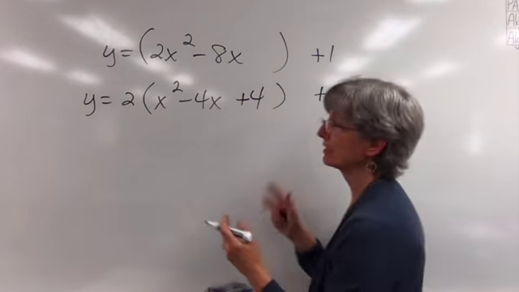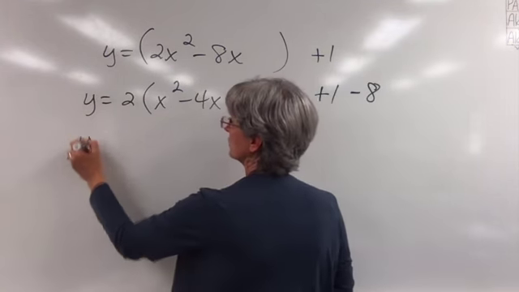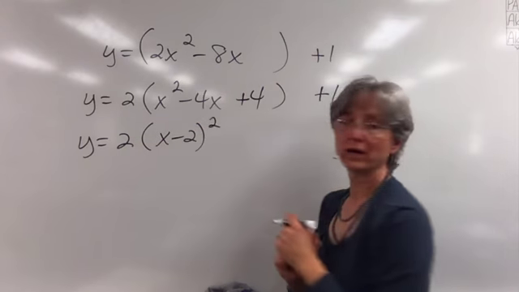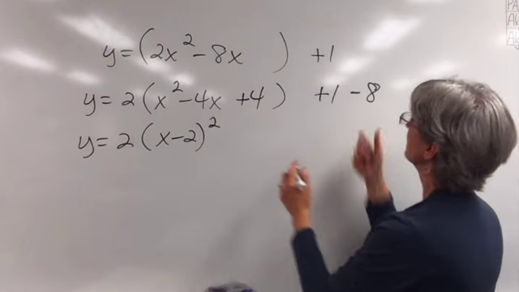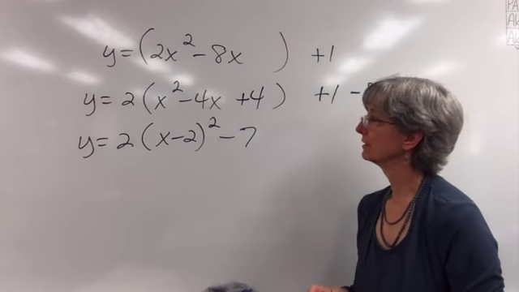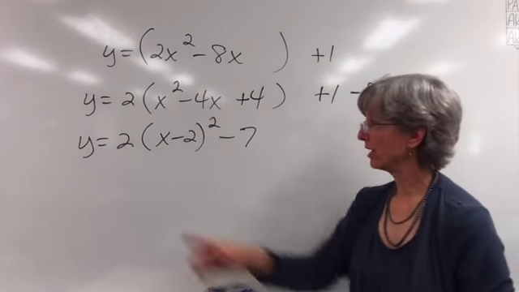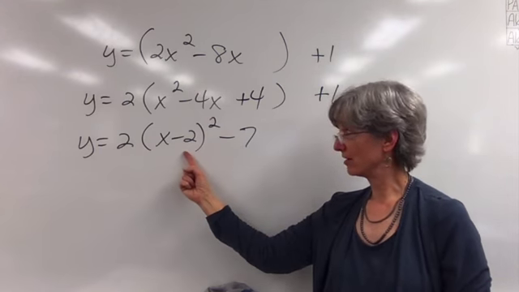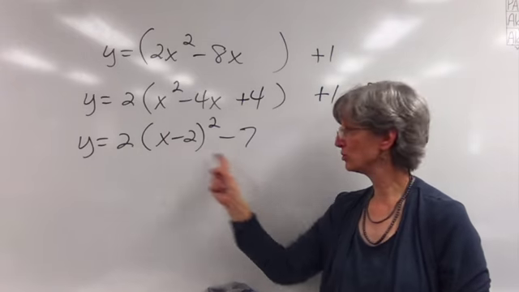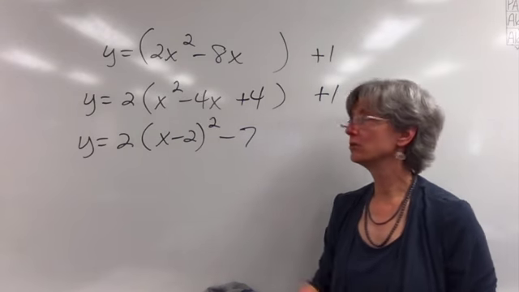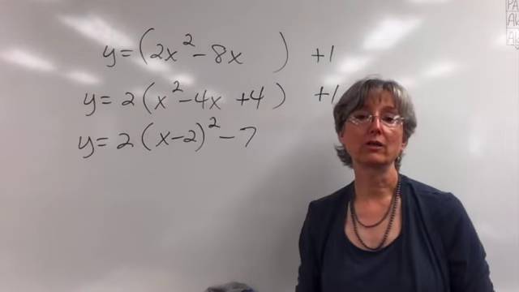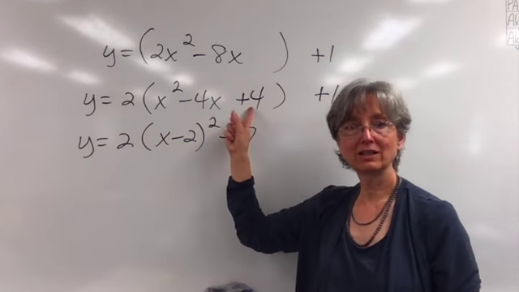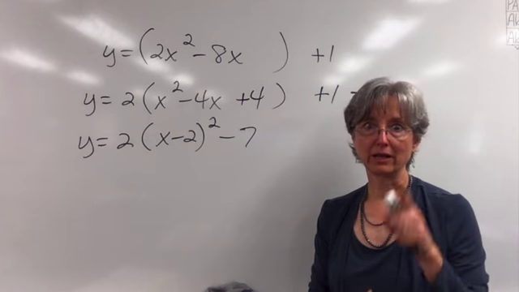Okay, now I can factor this. So y is 2 times x minus 2 squared, and this is minus 7. There you go. And so now we have an a of 2 here. And our vertex is (2, negative 7). That's how to do it if you have a coefficient other than 1. And this is the critical thing that most students miss, but not you.